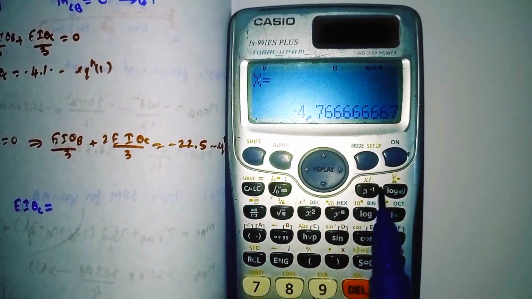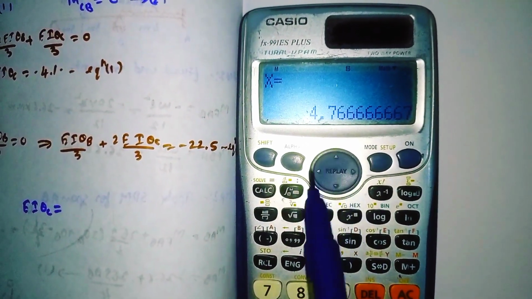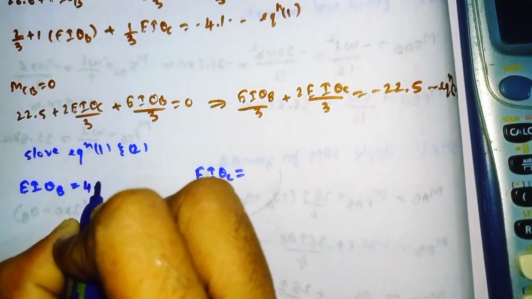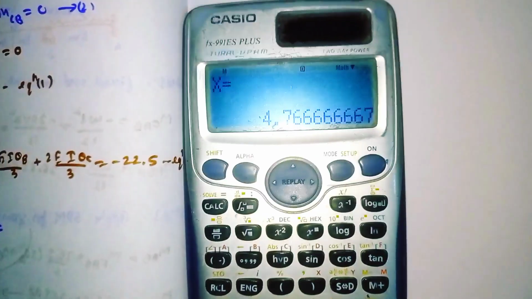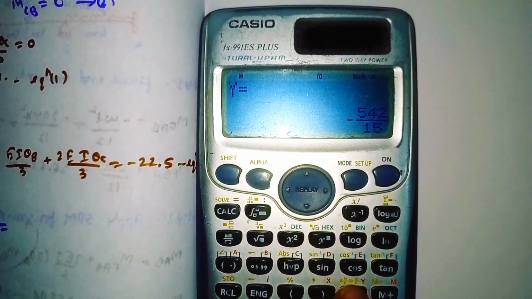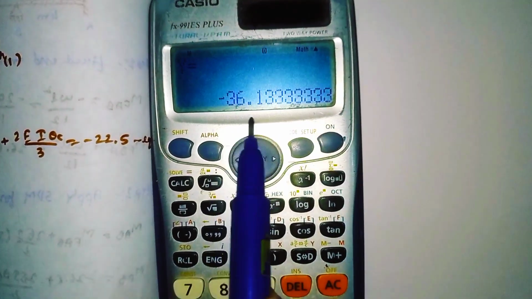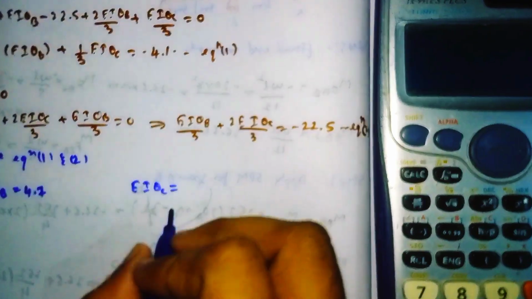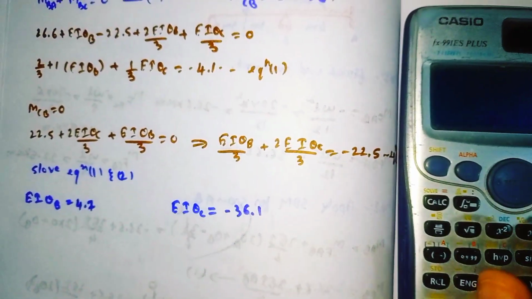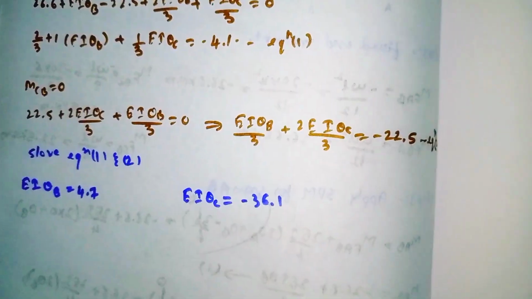So our first x value will be our EI theta B value, 4.7, it is coming. So write it here, 4.7, and to get the y value, to get the EI theta C value, solve one more time. It will come out as minus 36.1. So minus 36.1. This is how we need to calculate the EI theta B as well as EI theta C.